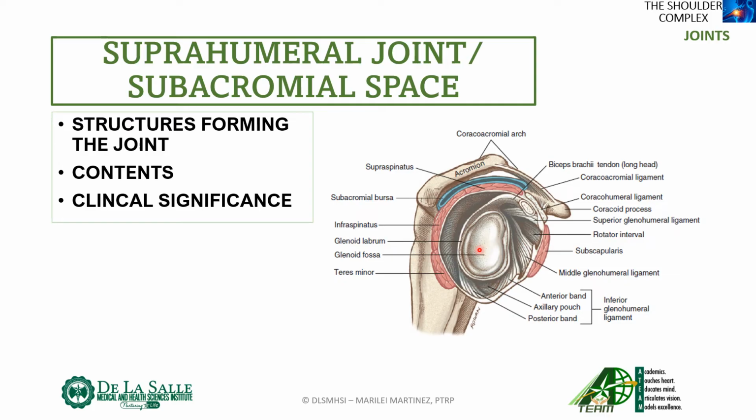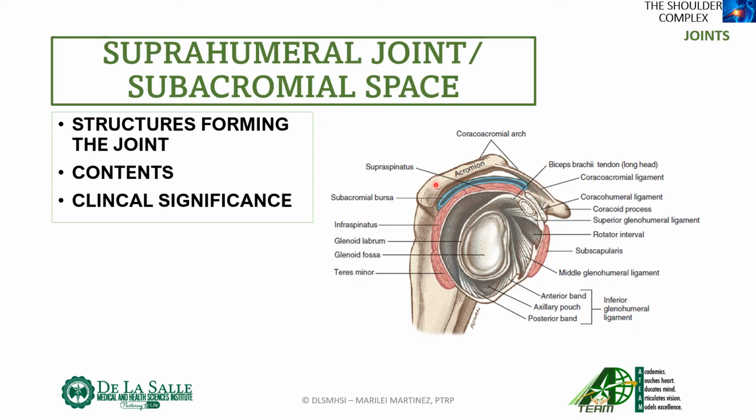Structures forming the joint will be the coracoacromial ligament. Your coracoacromial ligament is attached between the anterior margin of the acromion, this is the acromion process, and the lateral border of the coracoid process. Okay, so the structures forming the suprahumeral joint are, one, the coracoacromial ligament, and the next is the acromion process of the scapula.